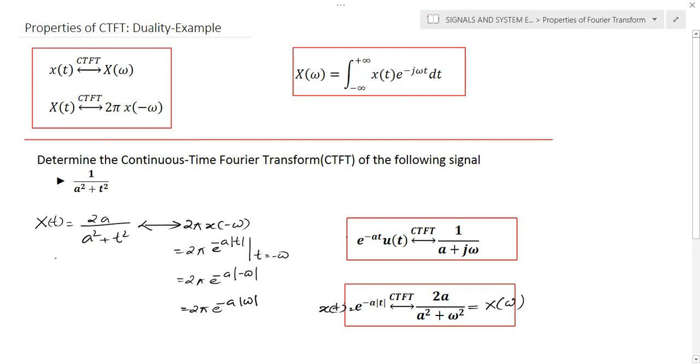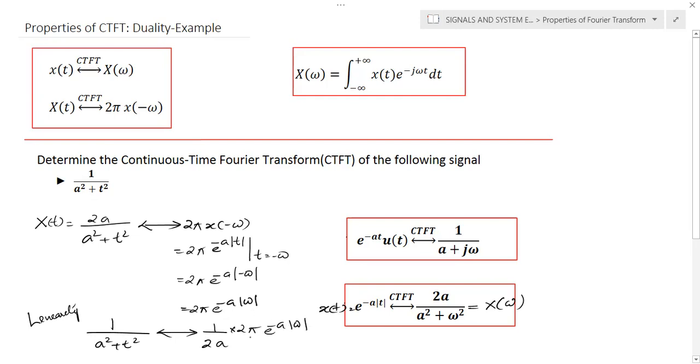the result, and in this particular question, it's 1 by a square plus t square. So if you want to find the Fourier transform of 1 by a square plus t square, there is actually a constant 2a. So if you apply the linearity property here, we can multiply with a constant. So we divide with 2a on both sides. It becomes 1 by 2a into 2 pi e raised to minus a modulus of omega.